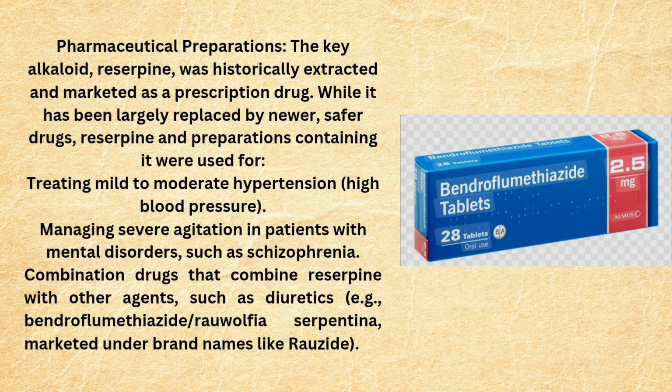Pharmaceutical preparations: the key alkaloid reserpine was historically extracted and marketed as a prescription drug, while it has been largely replaced by newer, safer drugs. Reserpine and preparations containing it were used for treating mild to moderate hypertension and managing severe agitation in patients with mental disorders such as schizophrenia. Combination drugs combine reserpine with other agents such as diuretics, for example bendroflumethiazide, with Rauwolfia serpentina marketed under brand names like Rauzide.